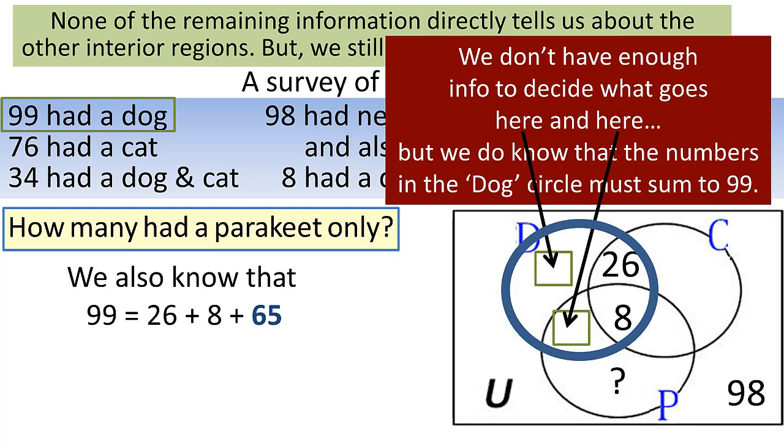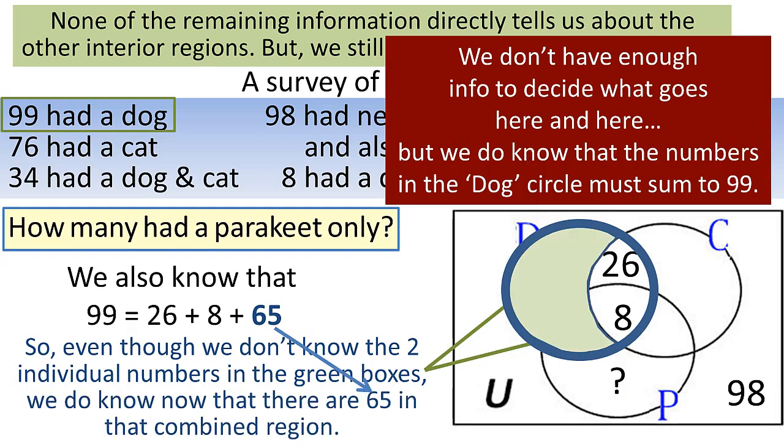So if I look at 99, I know I've got this 26, and I know I've got this 8. What else would it take to get to 99? Well, it would take 65. 26 plus 8 plus 65 is 99. So I don't know what number goes in here, and I don't know what number goes in here, but I know when I add them together, they have to be 65. And it turns out that's all I need to know.